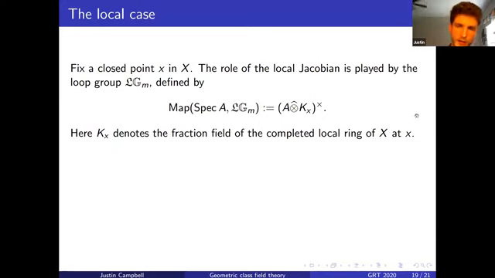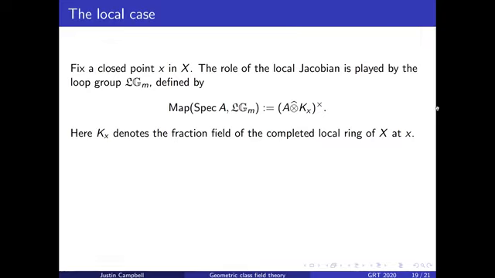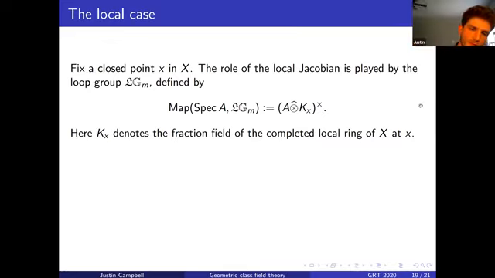So in the local case, I'll fix a closed point, small x. The role of the local Jacobian is played by the loop group of GM, which is defined by the formula here. So this is the usual algebraic loop group, loops into GM. And here, capital K sub X is the fraction field of the completed local ring of the curve at the closed point x. So this is the local Jacobian.